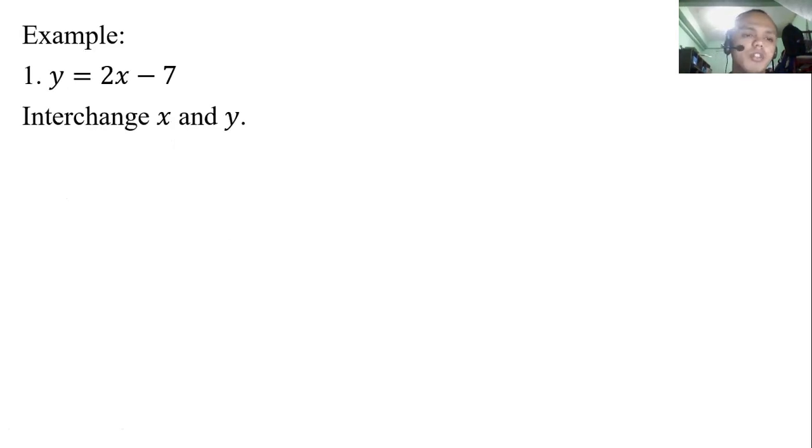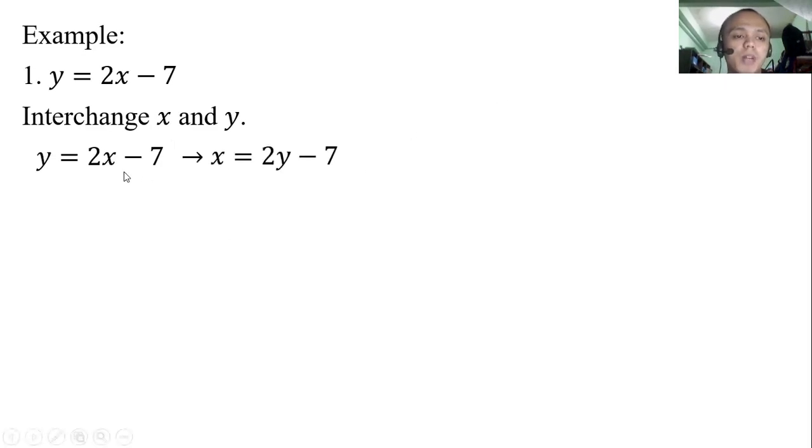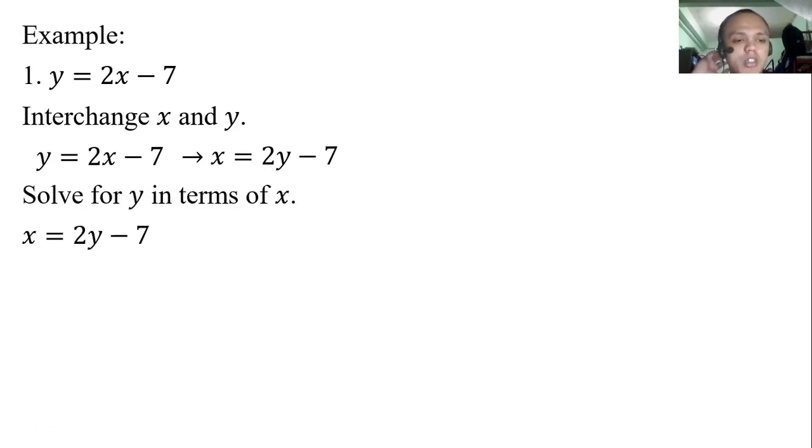So, to find the inverse of y equal to 2x minus 7, we will interchange x and y. So, yung x mo magiging y, yung y mo magiging x. So, we have x equal to 2y minus 7 from y equal to 2x minus 7. See, nagpalit sila. Then, we will solve for y naman here, to solve for y in terms of x.